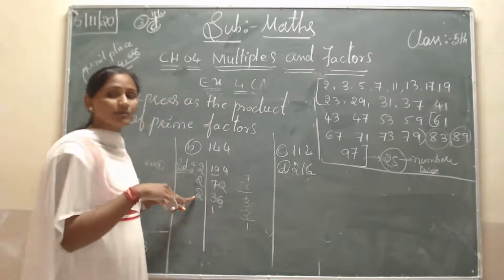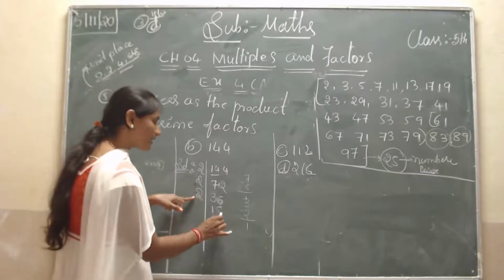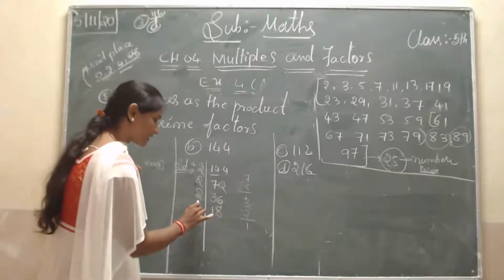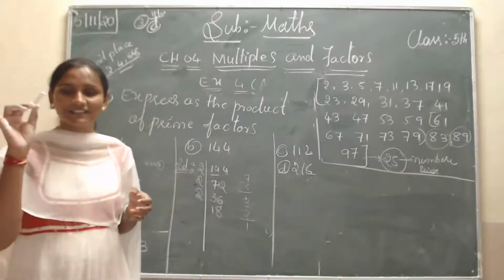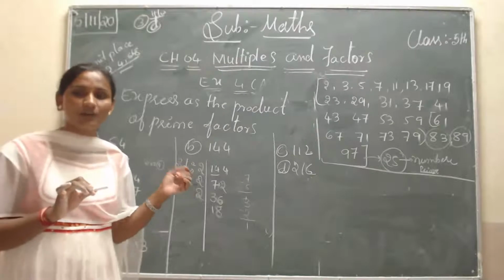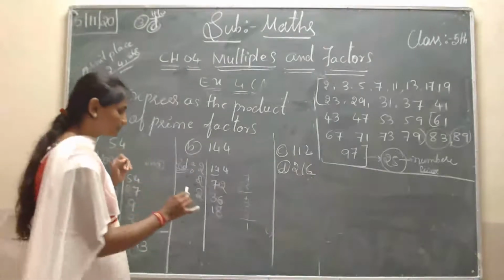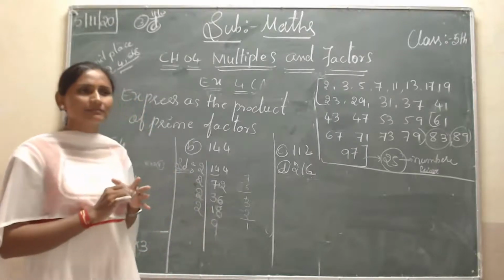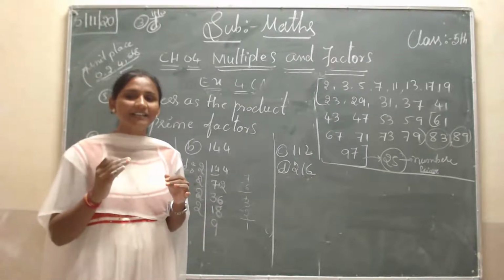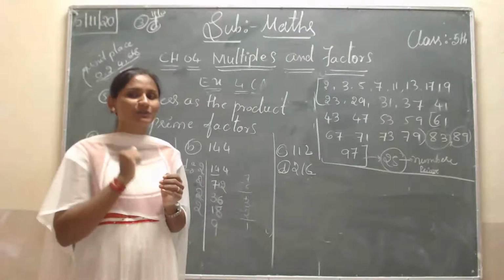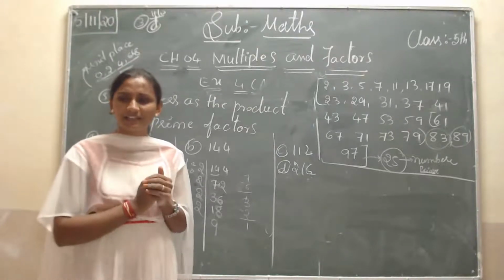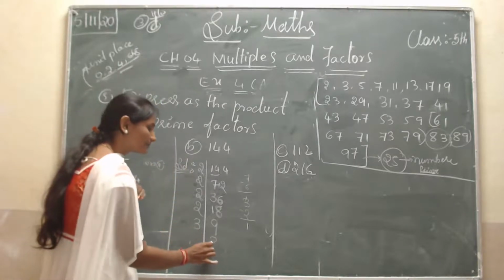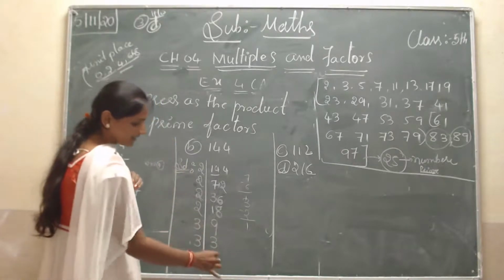So 16 comes in the two table. How much? 2 eights are 16. Next you have to take 18, which is also in the two table. 2 nines are 18. 9 is not coming in the two table, so now take the next table. What is the next table? That is 3. 3 threes are 9. Again 3 ones are 3.